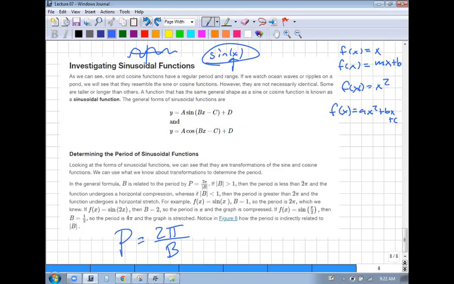And here's the trickiest part of it all, right? This shift gets affected by this compression, all right? So the shift isn't going to be by C. If there is a B value there, if I have a 2 there, that compression is actually affecting the shift. The shift is only going to be half as much. The shift is what you're subtracting from the x.